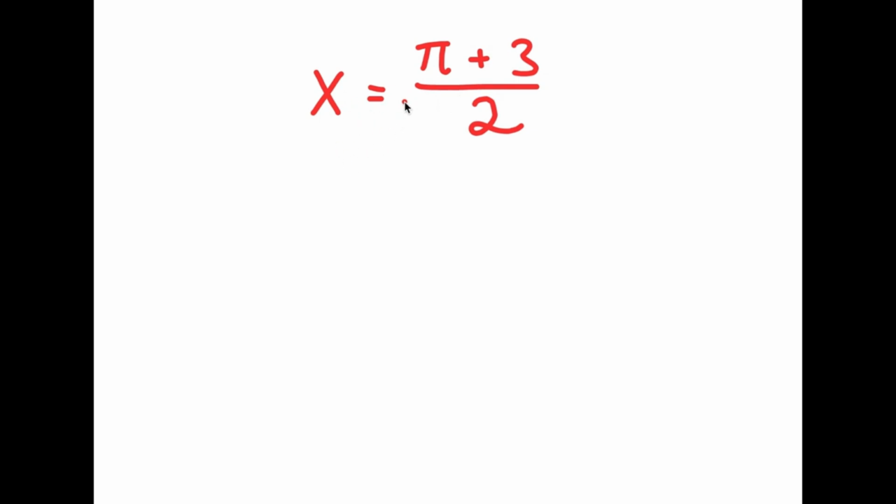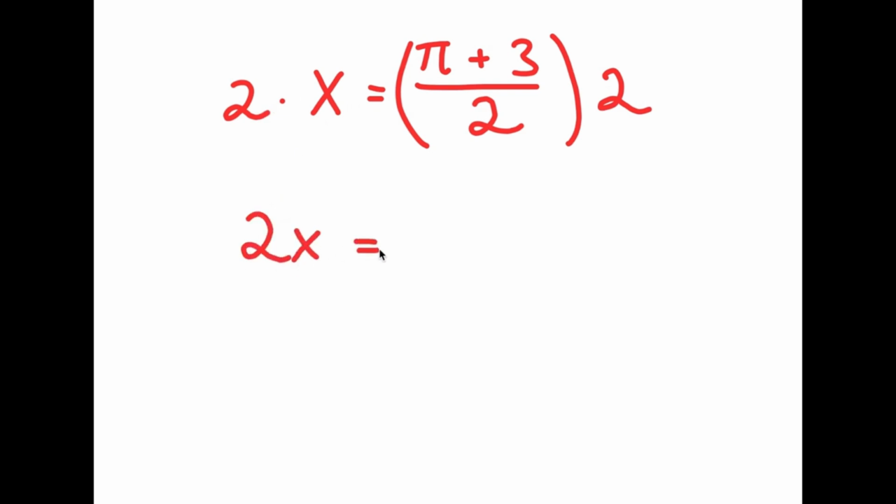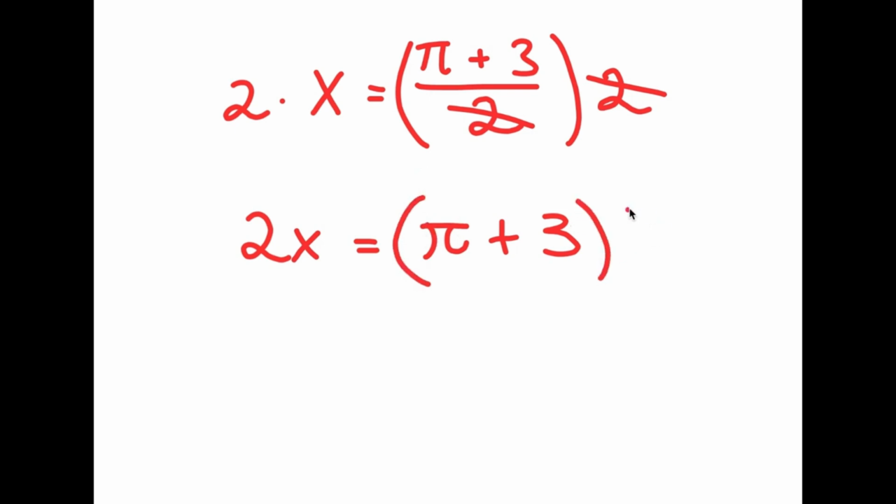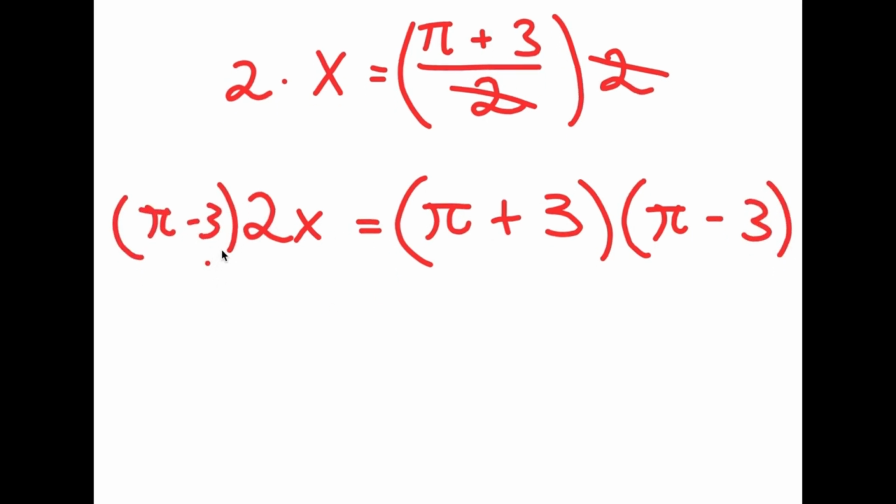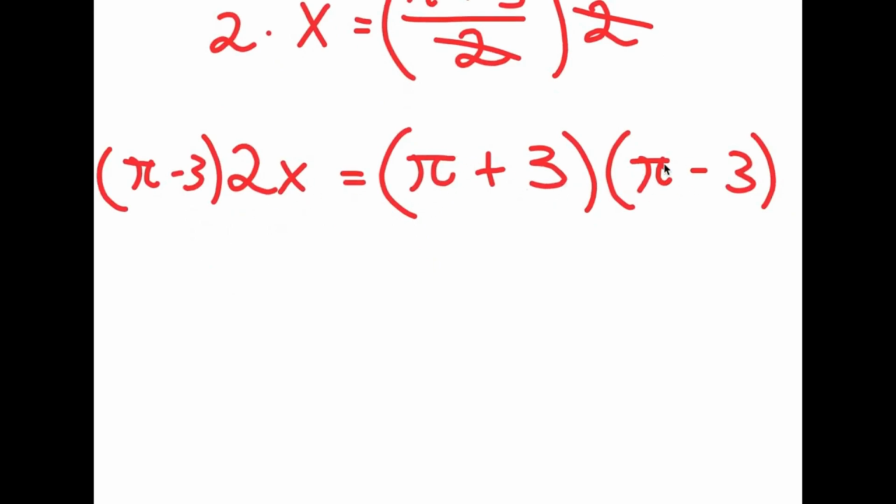Now what I'm going to do is multiply both sides by 2. So I get 2 times x is equal to pi plus 3 over 2 times 2. Now, 2 times x is equal to 2x. So I get 2x is equal to, these two 2's cancel out, pi plus 3. So I get 2x is equal to pi plus 3. And now, from here, I'm going to multiply both sides by pi minus 3. So I have pi minus 3 times 2x is equal to pi plus 3 times pi minus 3.